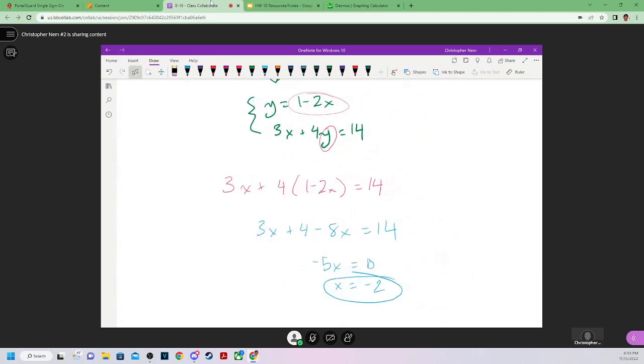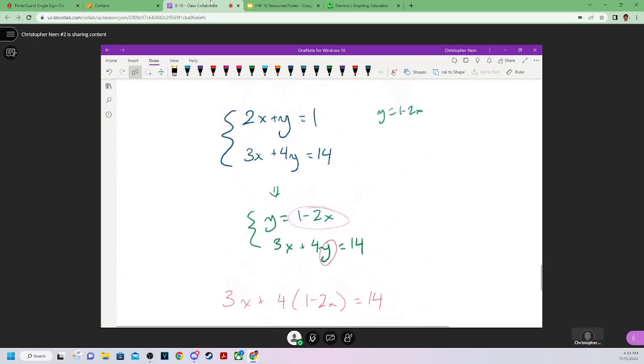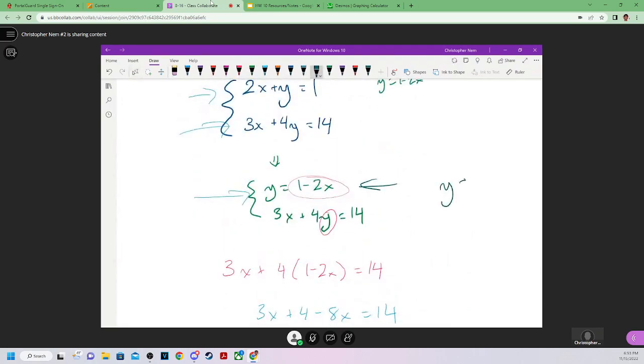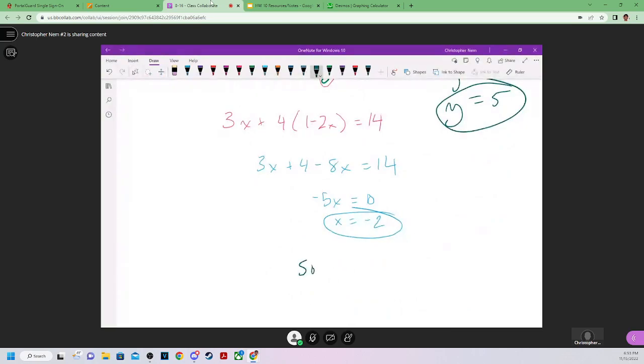Now, I have to use this new value and substitute it into one of the equations. I could plug it into either this equation, or this equation. Either works. One of them is going to be easier than the other. I'm hoping that you guys notice that if I plug it into this equation right here, I immediately get a y value. So let's plug it into that one. y is equal to 1 minus 2 times negative 2. y is equal to 1 minus negative 2 times negative 2. That is positive 4, which is going to give me 5. So my solution is negative 2 comma 5.